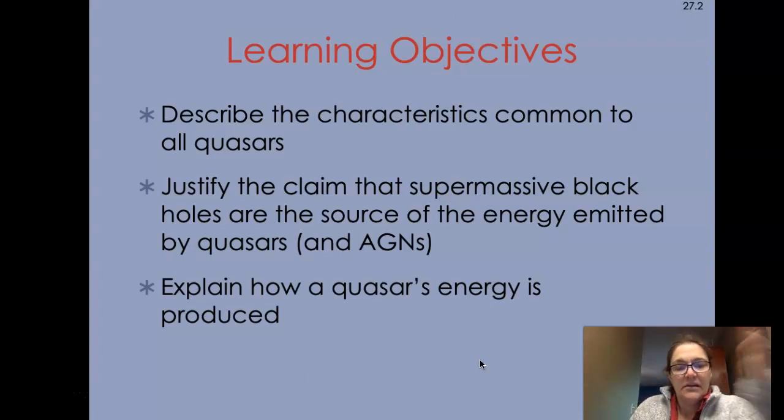So we've kind of defined how we figured out quasars. The next question is, what are quasars? And since I've already been talking for 11 minutes, I'm going to start a new video.